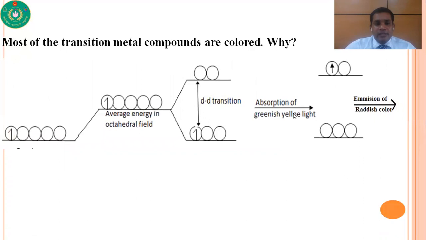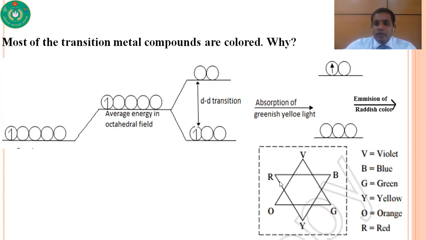If I summarize this, you can see in the degenerate state, all d orbitals have the same energy, but in case of formation of a compound, these d orbitals split into two groups. In the lower energy level there are 3 orbitals, and in the higher energy level there are 2 orbitals. And when light falls on it, here is an example. If greenish yellow light falls on this compound, we get a reddish color, because reddish color is the complementary of greenish yellow light.